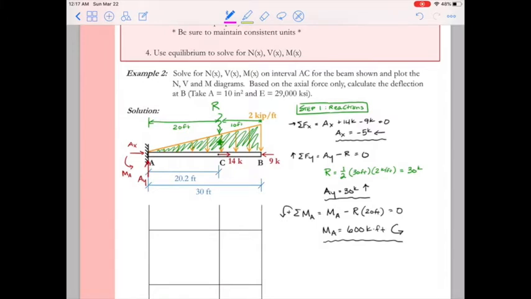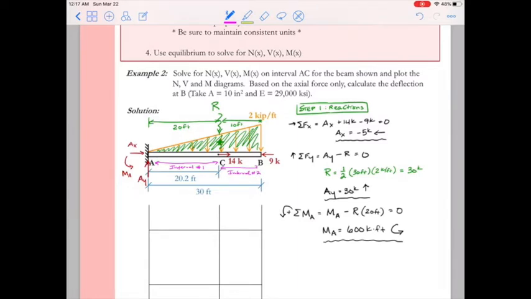So in this case, we see that from A to B, the distributed load is pretty much uniform. But at point C, we have a switching in the axial forces. So I would say from A to C, we have our first interval, and then from C to B is our second interval. And so we'll go ahead and make that clear.